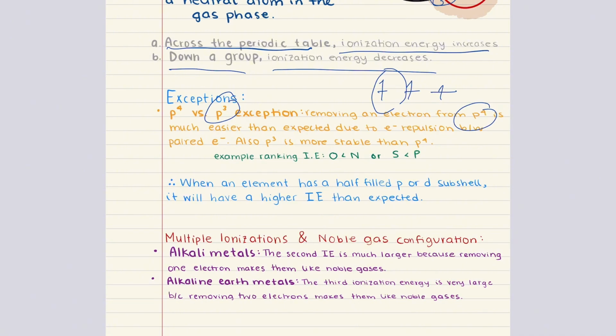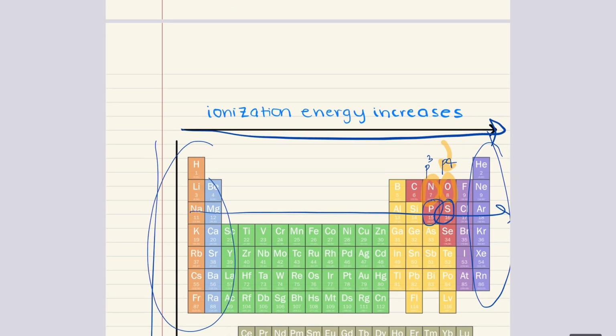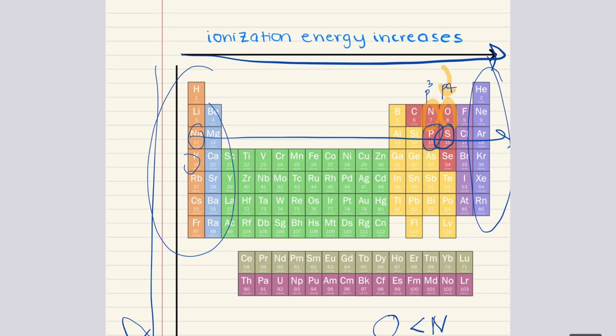Let's look at the alkali metals like sodium or potassium. And then afterwards, we're also going to look at an example of the alkaline earth metals, that's group 2. So we'll look at group 1 and group 2. For the alkali metals, group 1, the second ionization energy is dramatically larger than the first. Why? This happens because removing that first electron, removing one electron from sodium, gives it an electron configuration similar to a noble gas, which is very stable.